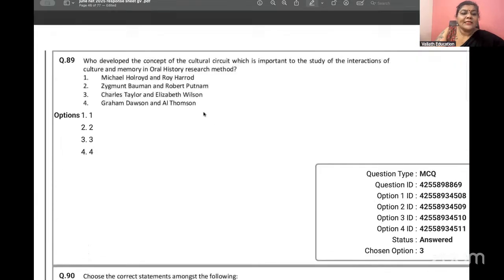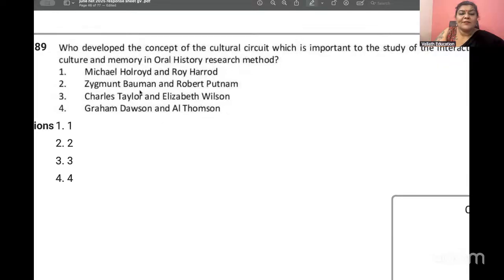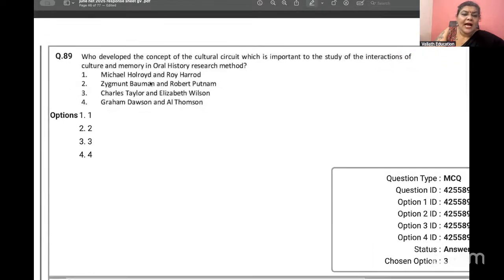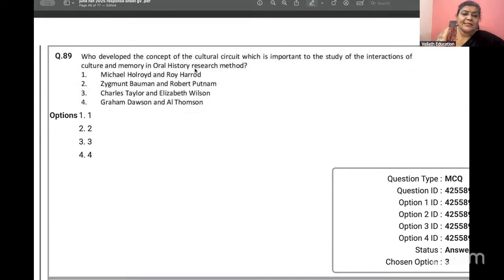Then, look at this. Who developed the concept of cultural circuit? It is the oral history method. This is a research-based question. Michael Holroyd is the biographer of Bakhtin, and he's the husband of Margaret Drabble. Zygmunt Bauman wrote about liquid modernity. I've taught you. He did not write anything about oral history. Oral history is totally different. So it has to be 3 or 4. Answer is 4, but at least that much you can check.